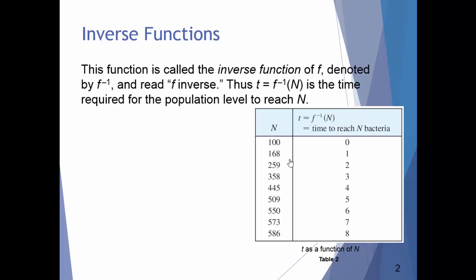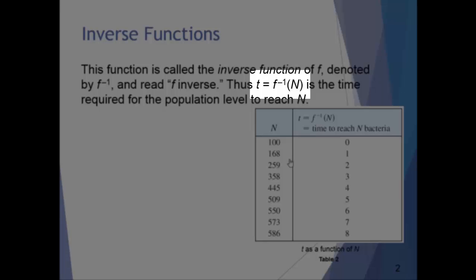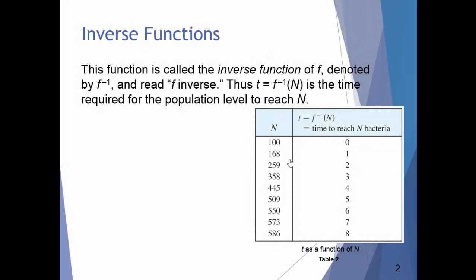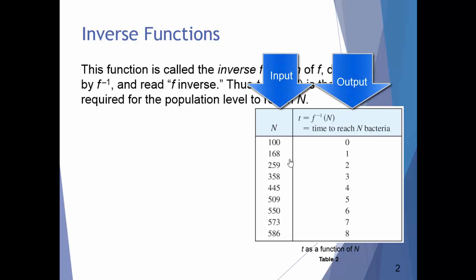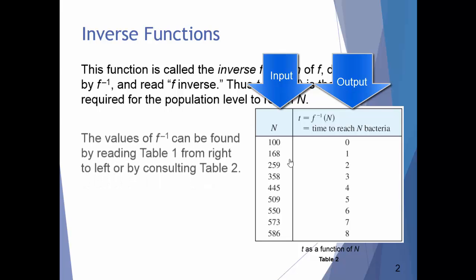When you do that, what you're doing is called finding the inverse of that function. Now the notation for that is this f with a -1 in a superscript. That is not an exponent. That is not f raised to the -1 power. That's a superscript. It's just something to denote that you're looking at f inverse instead of f. So for us, that would say that t is f inverse of n, the time required for the population to reach n, meaning the input is now the number of bacteria in the population, and the output is now the time. That's the inverse function.